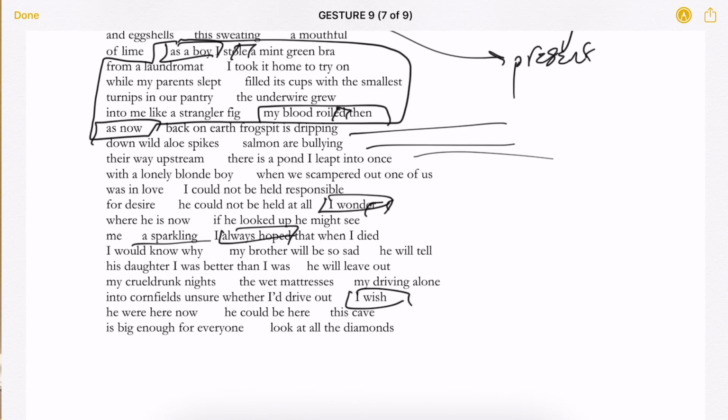For example, if we're thinking of descriptive poems, it provides descriptions. "Frog spit is dripping down wild aloe spikes." Beautiful. But that's not its primary impulse. If we think about lyric, that's what we're doing. If we think about meditative, which is contemplating or imagining, we have those moments. I think this speaker is thinking about associations between things like types of drinks and, in his present setting, coffee grounds and eggshells. Whether or not we take that literally is another thing.